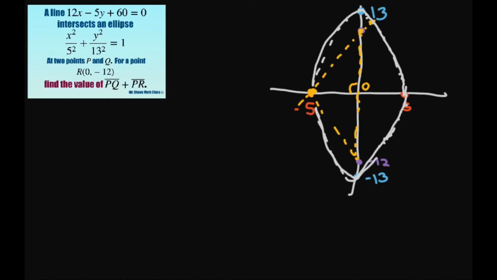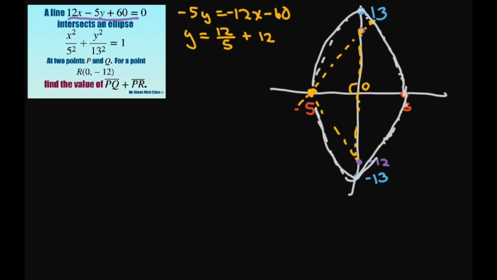Alright, so basically let's look and see what we have. Let's look at this line segment, and that's what I have in yellow here. So if I rewrite this, I'm going to have negative 5y equals negative 12x minus 60. If you divide everything by negative 5, you get y equals 12/5 x plus 12.